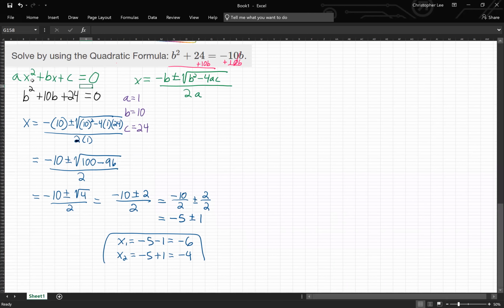Right? So ax squared plus bx plus c. Like if there was a variable next to it, it'll go in the middle. Always, always, always.